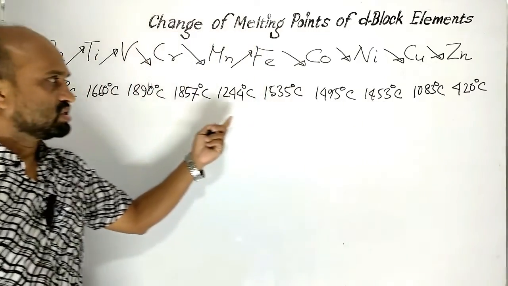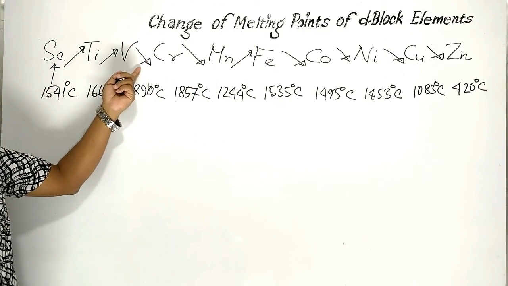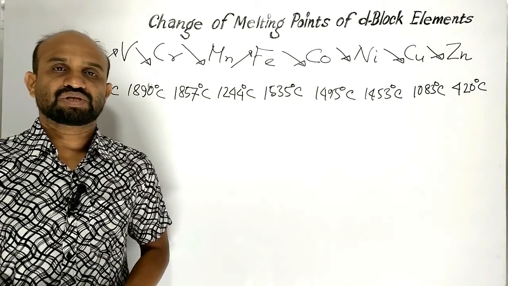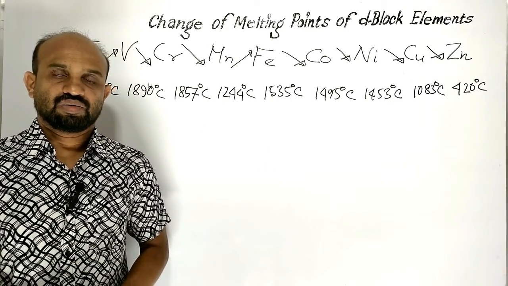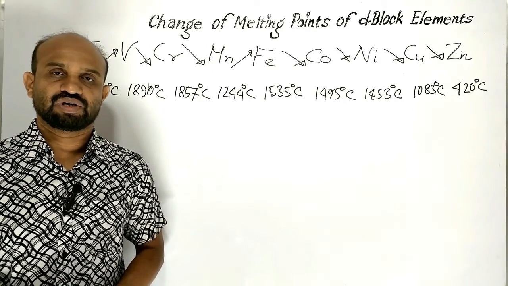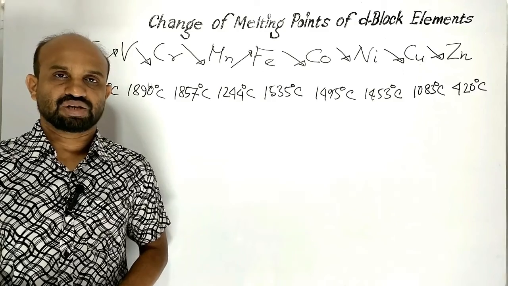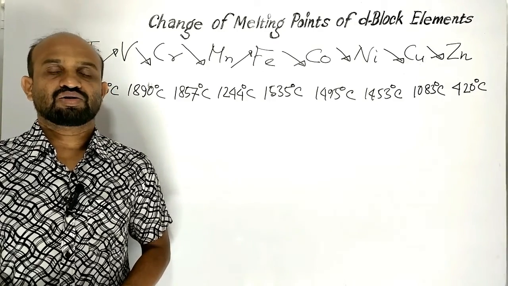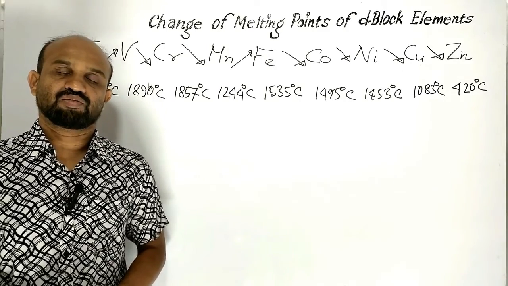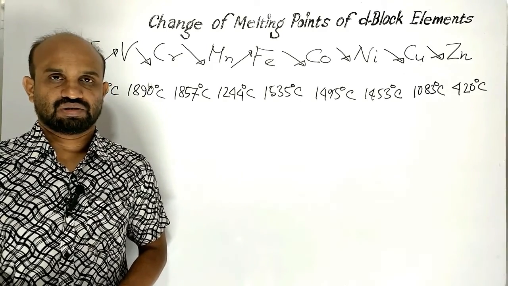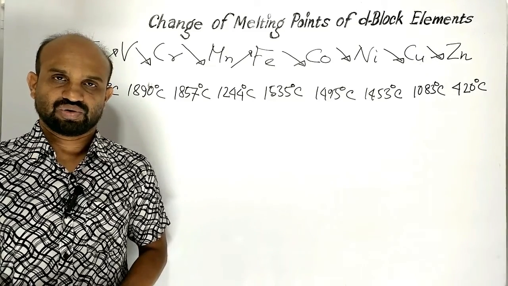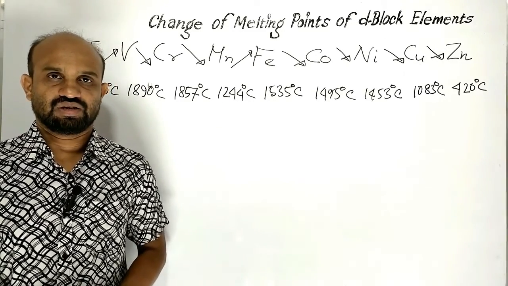That is, change of melting points is unusual. Abrupt change occurs. But change of melting points and boiling points of these elements should be gradual. But not gradual change, abrupt change of melting point and boiling point occurs. What is the reason behind this? This is today's lesson. So let's go to the detail.